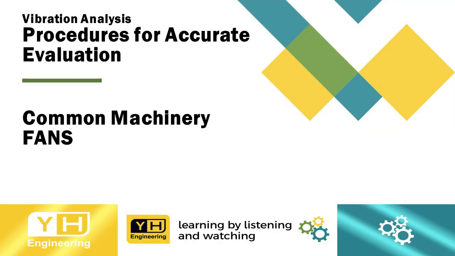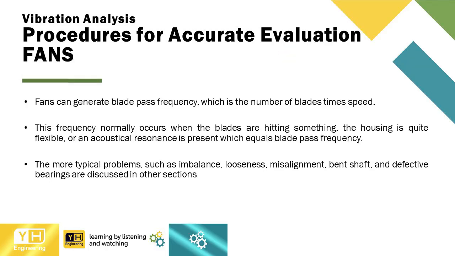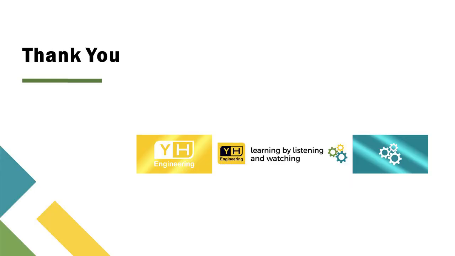Vibration analysis. Procedures for accurate evaluation. Common machinery. Fans. Fans can generate blade pass frequency, which is the number of blades times speed. This frequency normally occurs when the blades are hitting something, the housing is quite flexible, or an acoustical resonance is present which equals blade pass frequency. The more typical problems, such as imbalance, looseness, misalignment, bent shaft, and defective bearings, are discussed in other sections.